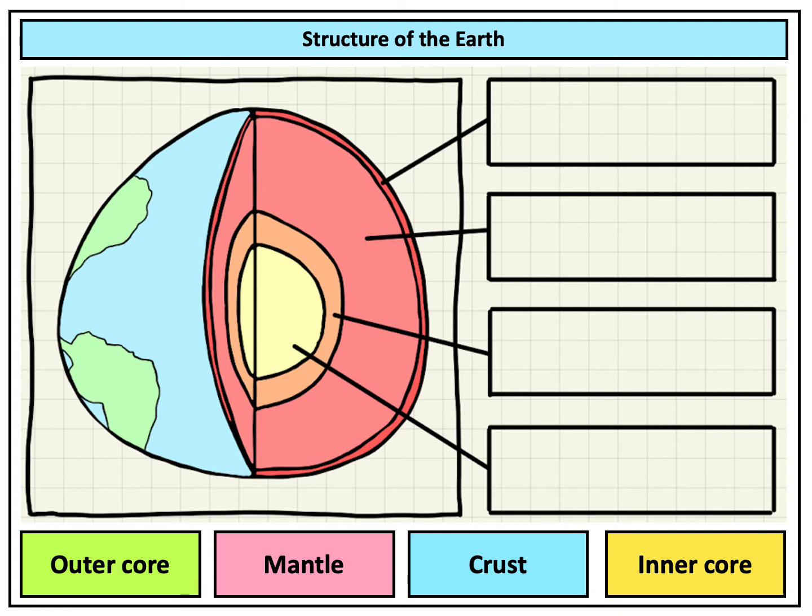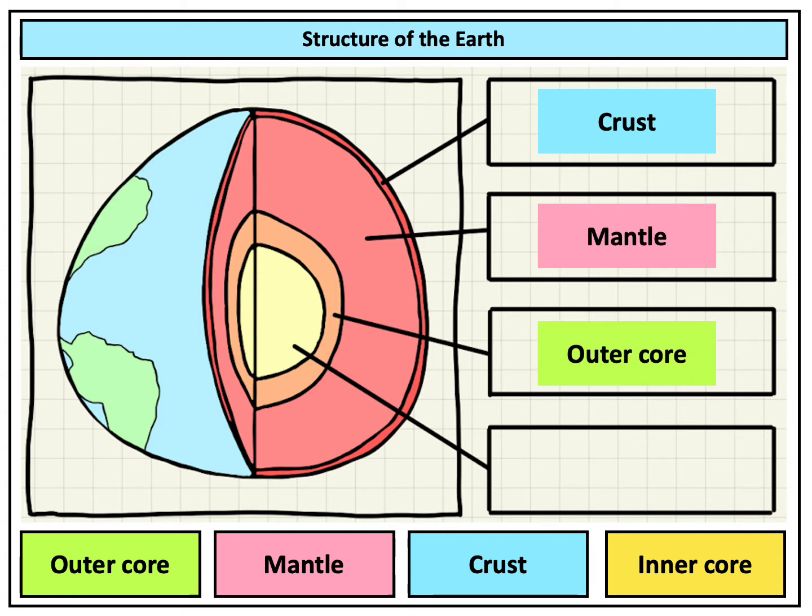So now that you've paused that, you should have had a go at that, and we'll go through which layer matches up with which label. So the first one is the crust, then you have got the mantle, then you've got the outer core, and then the inner core.